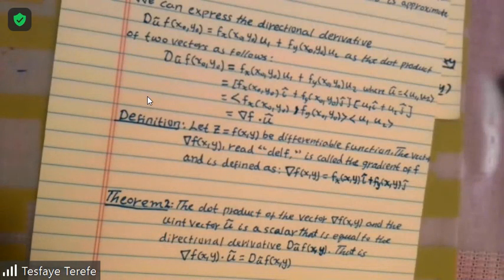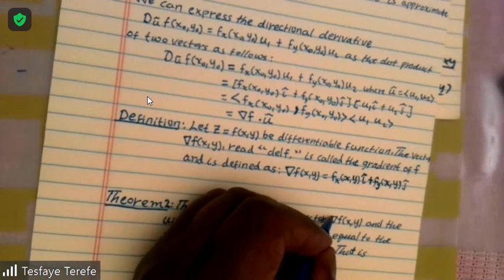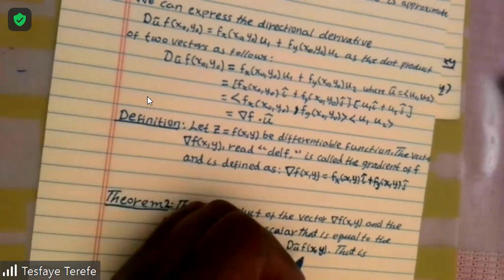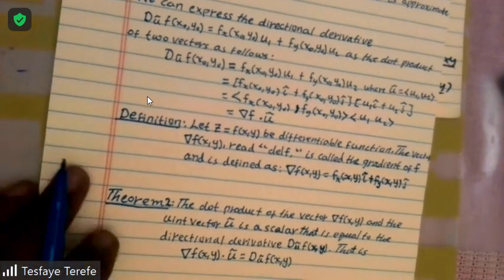Theorem 2. The dot product of the vector del f and the unit vector u is the scalar that is equal to the directional derivative of f in the direction of u. That is, del f dotted with unit vector u equals the directional derivative of f of x, y in the direction of u. All right, then let's do an example.